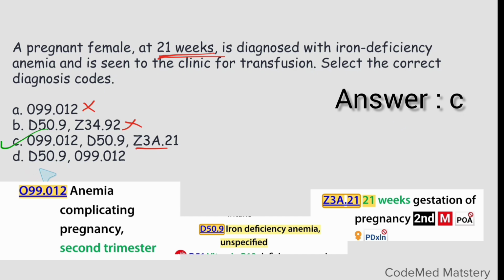In option D, they have mentioned D50.9 and O99.012 as the second code. But remember that the chapter 15 codes, that is pregnancy, childbirth and puerperium, the O codes, have sequencing priority over codes from other chapters. So we have to code the O codes first. And also in option D, they have not mentioned the weeks of gestation code. So we'll eliminate option D. Option C is the right answer.